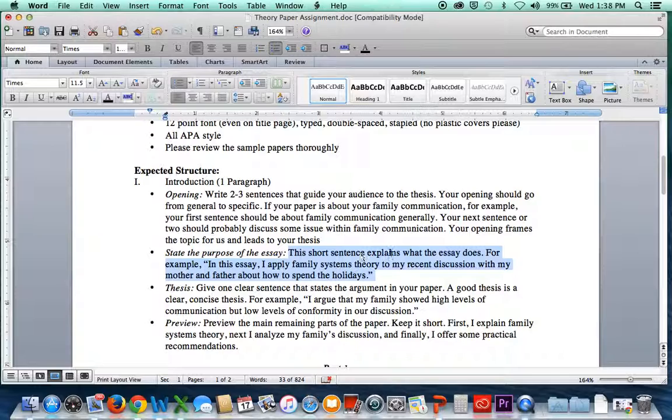So you're being very clear there, but this isn't your thesis. A lot of times people mistake the purpose of the essay with the thesis. The thesis is where you give an argument, one clear sentence that states your case, your claim about what was going on. So here's an example. I argue that my family showed high levels of communication, but low levels of conformity. Now, if you know this theory, that makes sense. But there's a claim about what's happening.